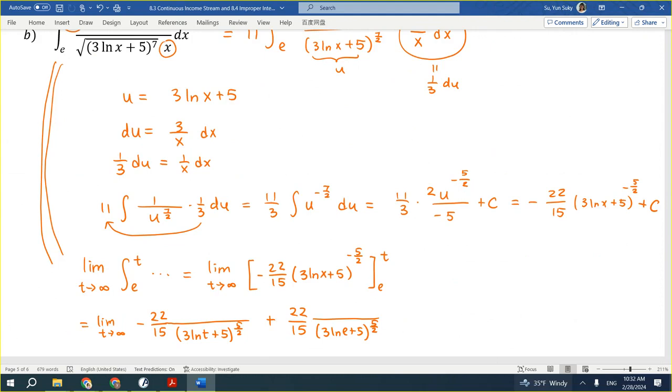Is that okay, everybody? We plug in e. Right, so we plug in e. We have 3 ln e plus 5 to the 5 half in the denominator. Negative exponent means this is the denominator.